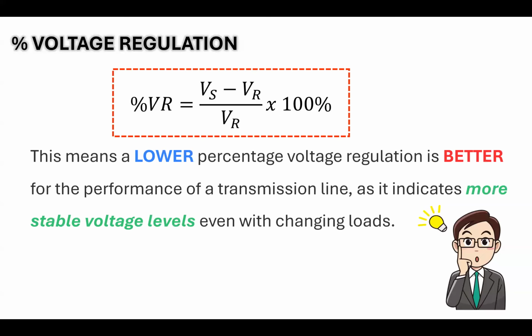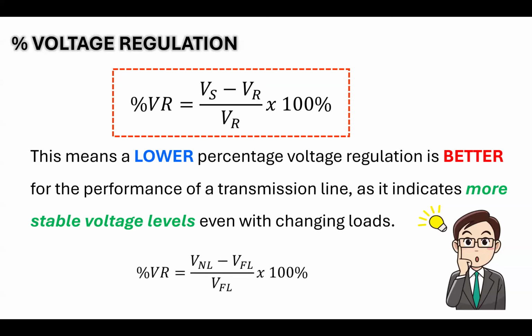Itong expression na to, it means a lower percentage voltage regulation is better for the performance of a transmission line as it indicates more stable voltage level even with changing load. So, mas mababa yung percentage ng voltage regulation natin, mas maganda kasi nagpapakita ito ng mas mababang losses sa buong transmission line natin. So, kung mag-i-equal yung sending end voltage natin dun sa receiving end voltage natin, so mas maganda. So hindi naman nangyayari yun, ano? So, meron tayong na-experience na voltage drop along the way ng ating buong transmission line.